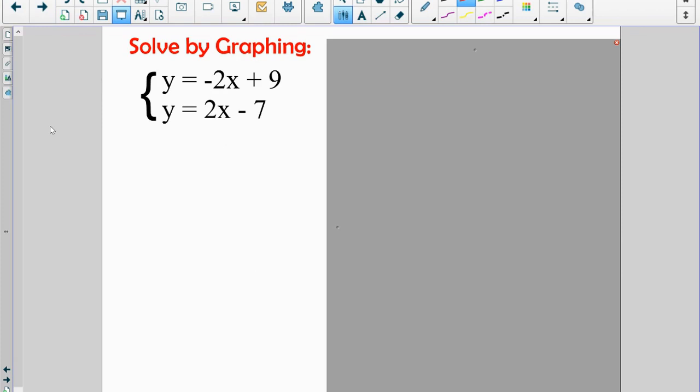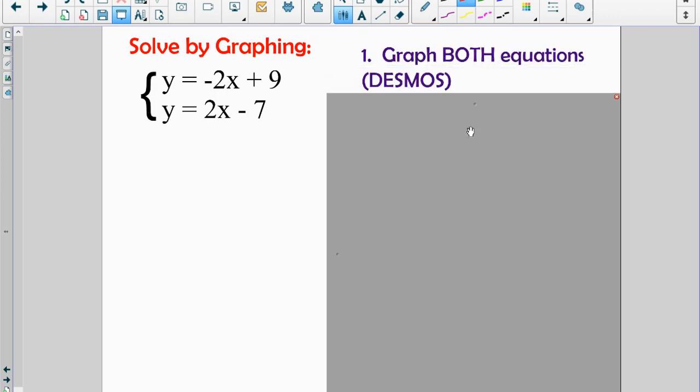So let's talk about how to solve. Now that we know how to tell if an ordered pair is a solution, we're going to use the graphing technology to do our solving. What we're going to do is graph both of these equations. We're going to use Desmos to do that. And what we're looking for is the one x and y value that they have in common. We're looking for that one ordered pair that these two things will have in common.